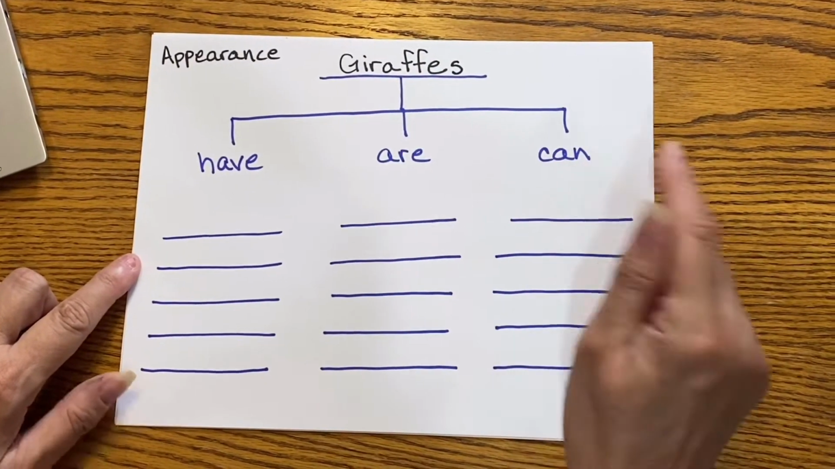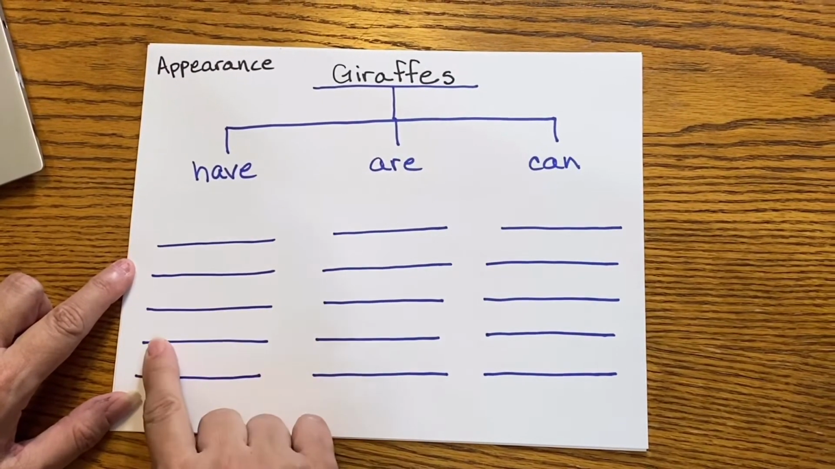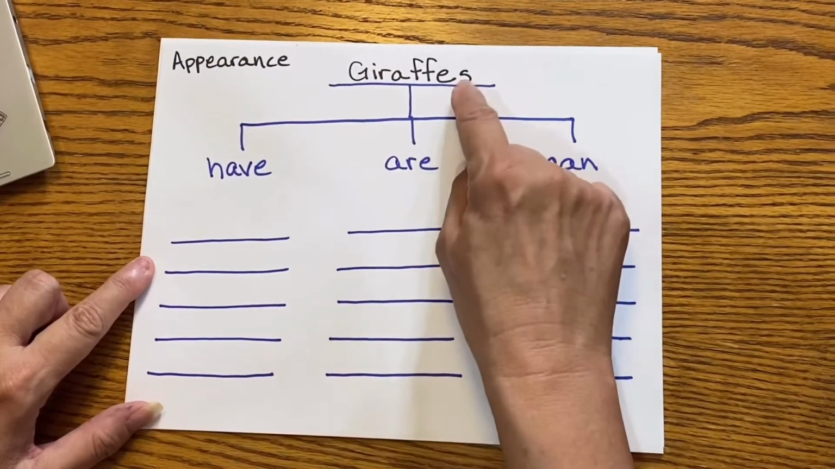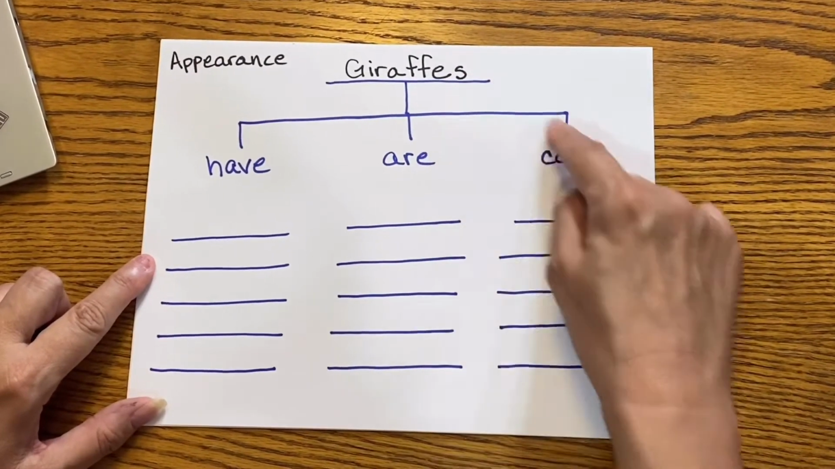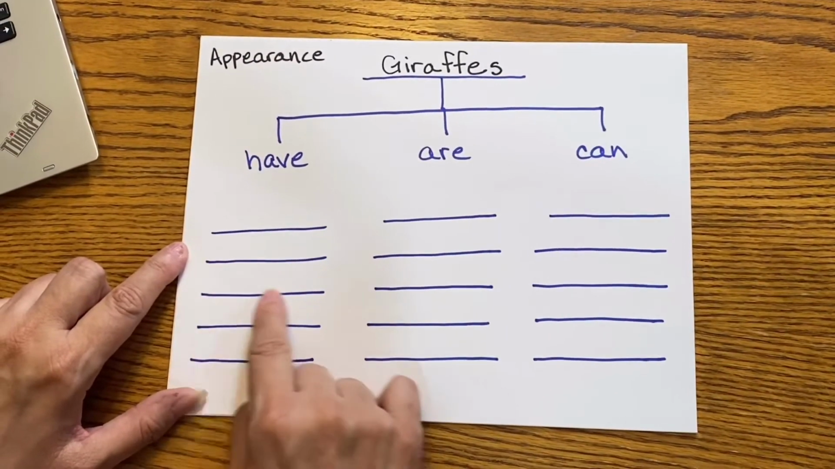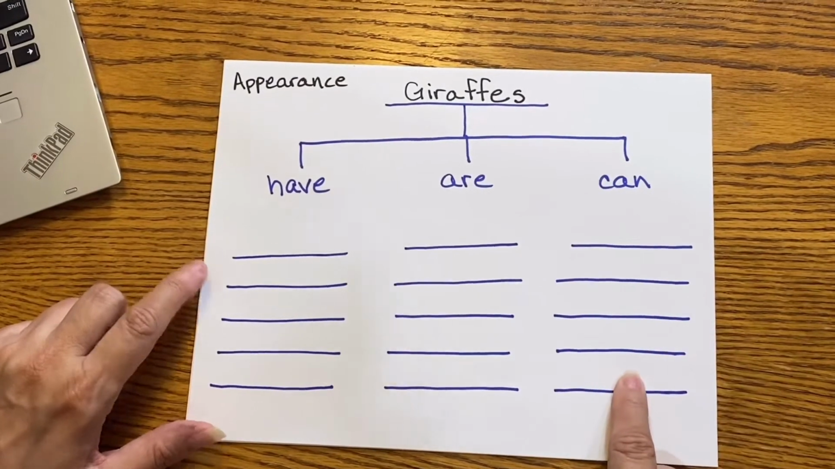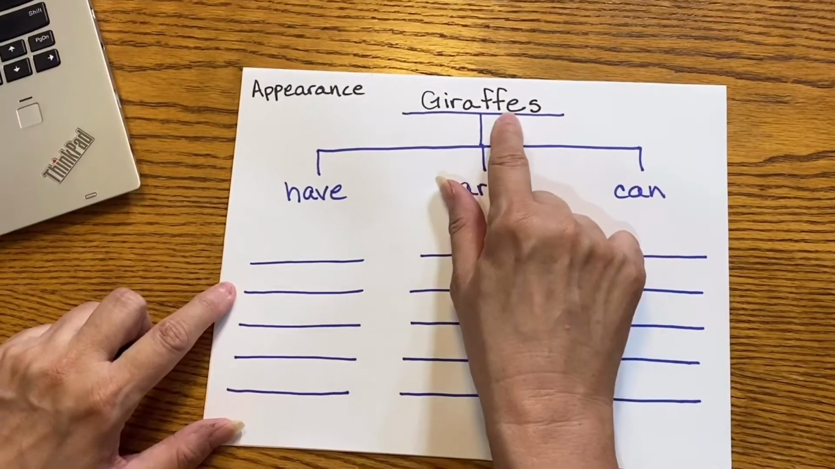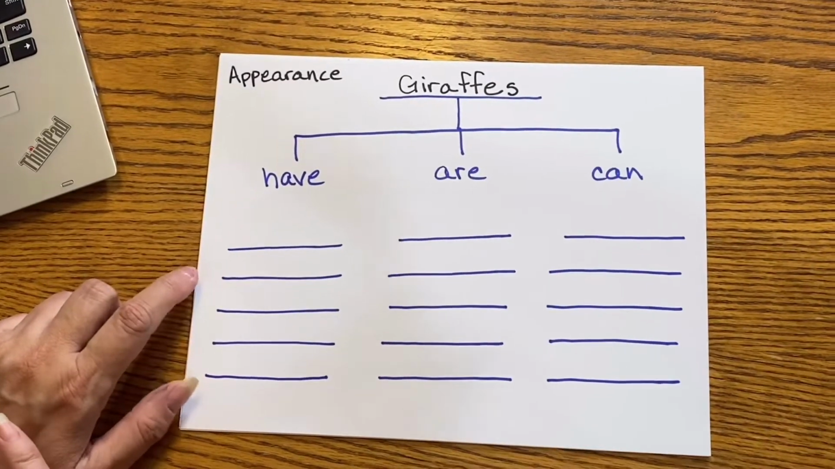So thinking about the appearance of a giraffe, giraffes have what in the way they look? Giraffes are what in the way they look, and giraffes can something in the way they look. So this is where we're going to put the facts that we discover about our animals. Again, mine is a giraffe, but you are going to put whatever your animal is up here on the top.